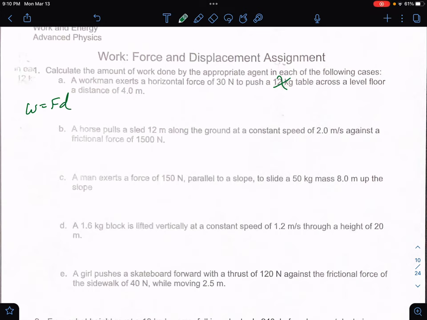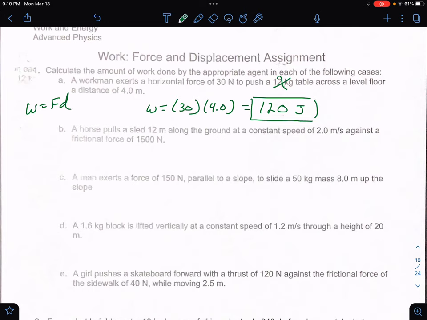So all I have to do basically here is take my force. Okay, so work equals my force, which is 30 newtons, and my distance is 4 meters. This one's just as simple as that. Just multiply those two and you get an answer of 120 joules. So again, remember, if we're not lifting it, mass doesn't really matter.